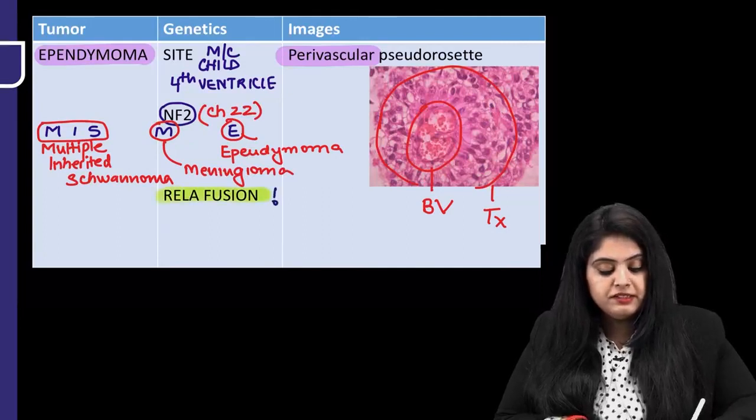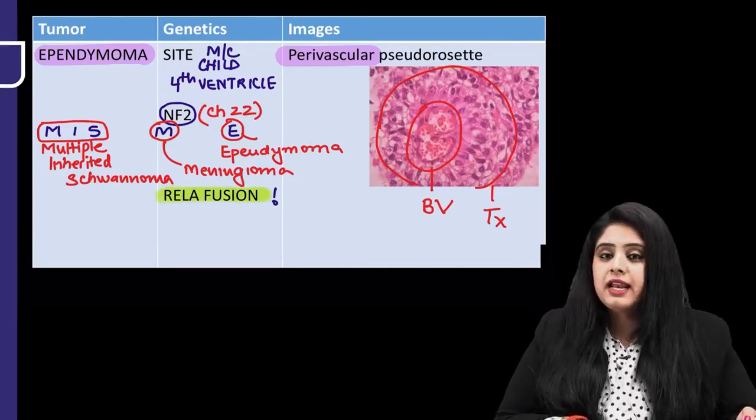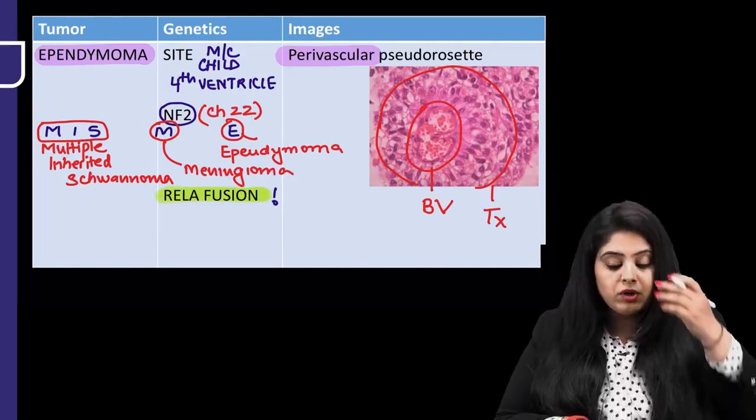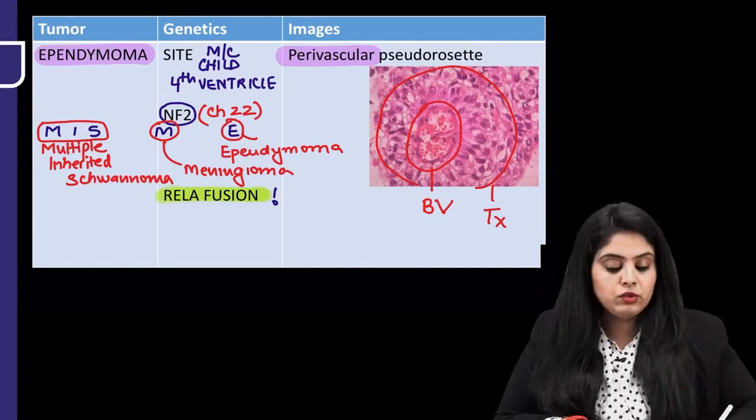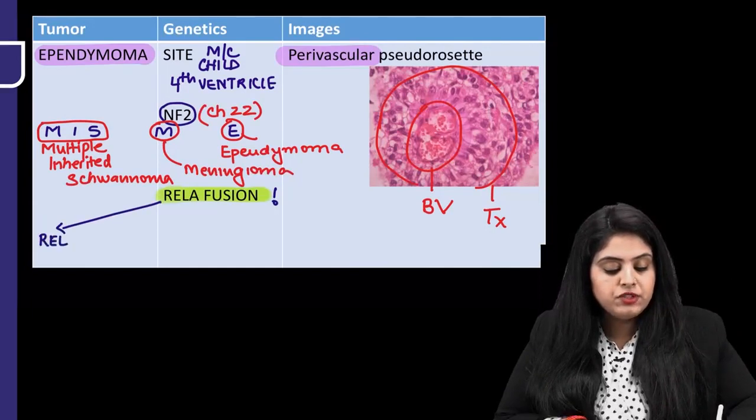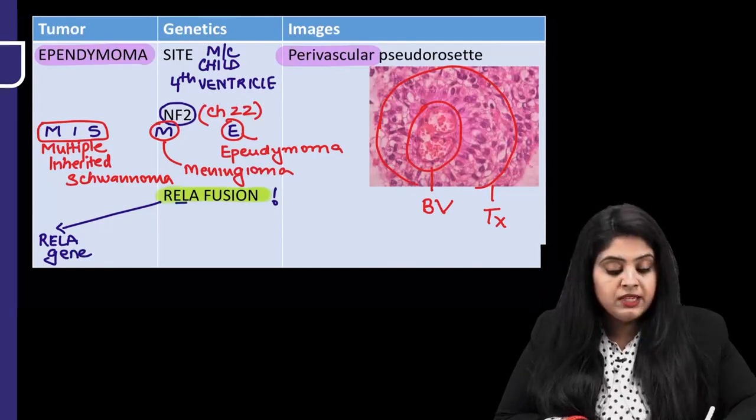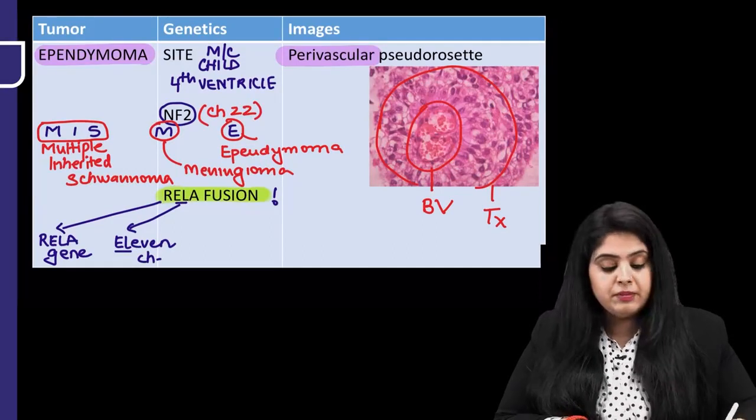An update says there is something known as a RELA fusion ependymoma. What is RELA fusion ependymoma? So look at this. First and foremost, R will remind you that the name of the gene is the RELA gene. As soon as I say a gene, you will say, ma'am, tell me the chromosome. EL will remind you that it is present on chromosome number 11.